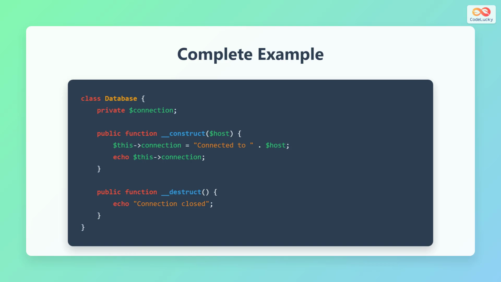Let's look at a complete example to see constructors and destructors in action. Here we have a class called Database. It has a private variable called connection. The constructor takes a host as a parameter. It sets the connection variable to "connected to" and then the name of the host. It then prints this to the screen. The destructor simply echoes "connection closed".